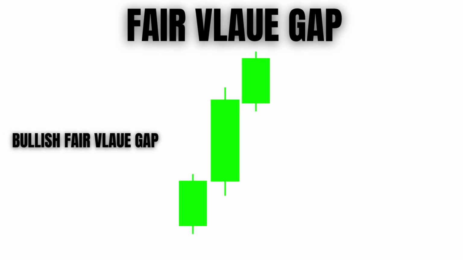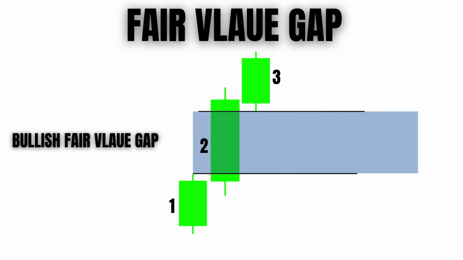A fair value gap is a 3-candle formation. You have candle 1, candle 2, and candle 3. Candle 2 is a strong, aggressive move, a big displacement candle. The fair value gap is the space between the high of candle 1 and the low of candle 3. That space, that range, was never properly traded through. Price blew through it too fast.